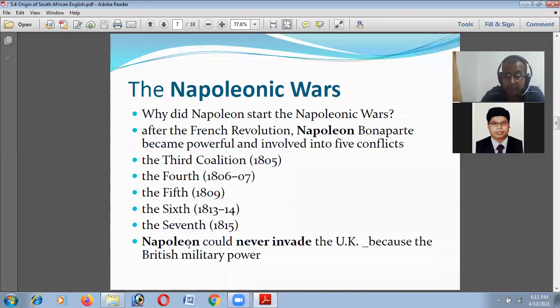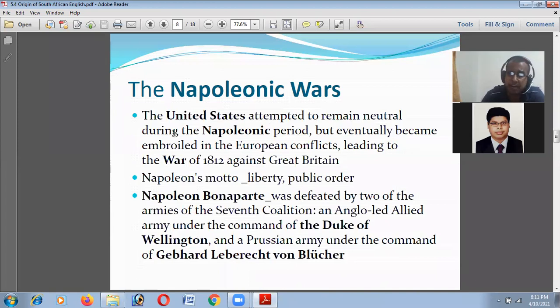But Napoleon never invaded the UK because of the British military power. The British had strong military power. For this reason, Napoleon didn't try to invade the UK. The United States attempted to remain neutral during the Napoleonic period, but eventually became embroiled in the European conflict, leading to the War of 1812 against Great Britain. Napoleon's motto: liberty and public order.